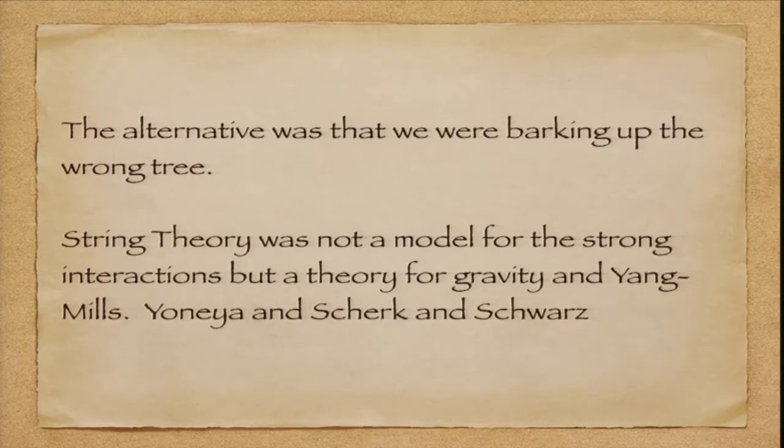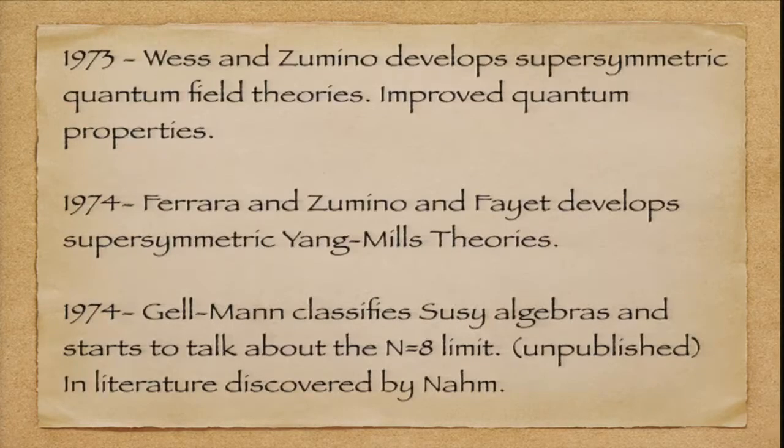And by doing that, it was a different ball game. In 1973, of course, Wess and Zumino developed supersymmetric quantum field theories, and they found that they had improved quantum properties. That was a very important step. Supersymmetry had been discovered before in the Soviet Union, and it was known in 2 dimensions, starting from the work of Ramond. But they were pushing it to 4 dimensions.